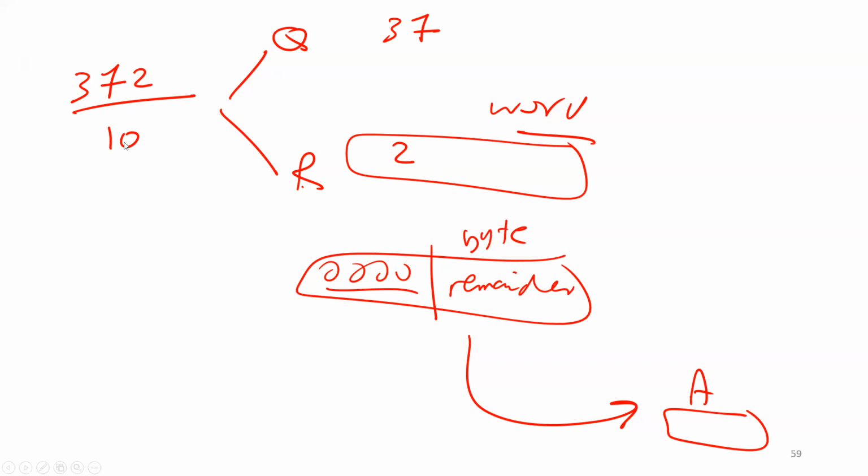When I divide by 10, as you see here, the quotient is 37, but the remainder is 2. So I'm going to get this digit. If I divide this one by 10 again, I'm going to get 7. If I divide it by 10 again, I'm going to get 3, and so on. So by dividing by 10, you get them one by one. I need to get them one by one to convert them to ASCII and send them.